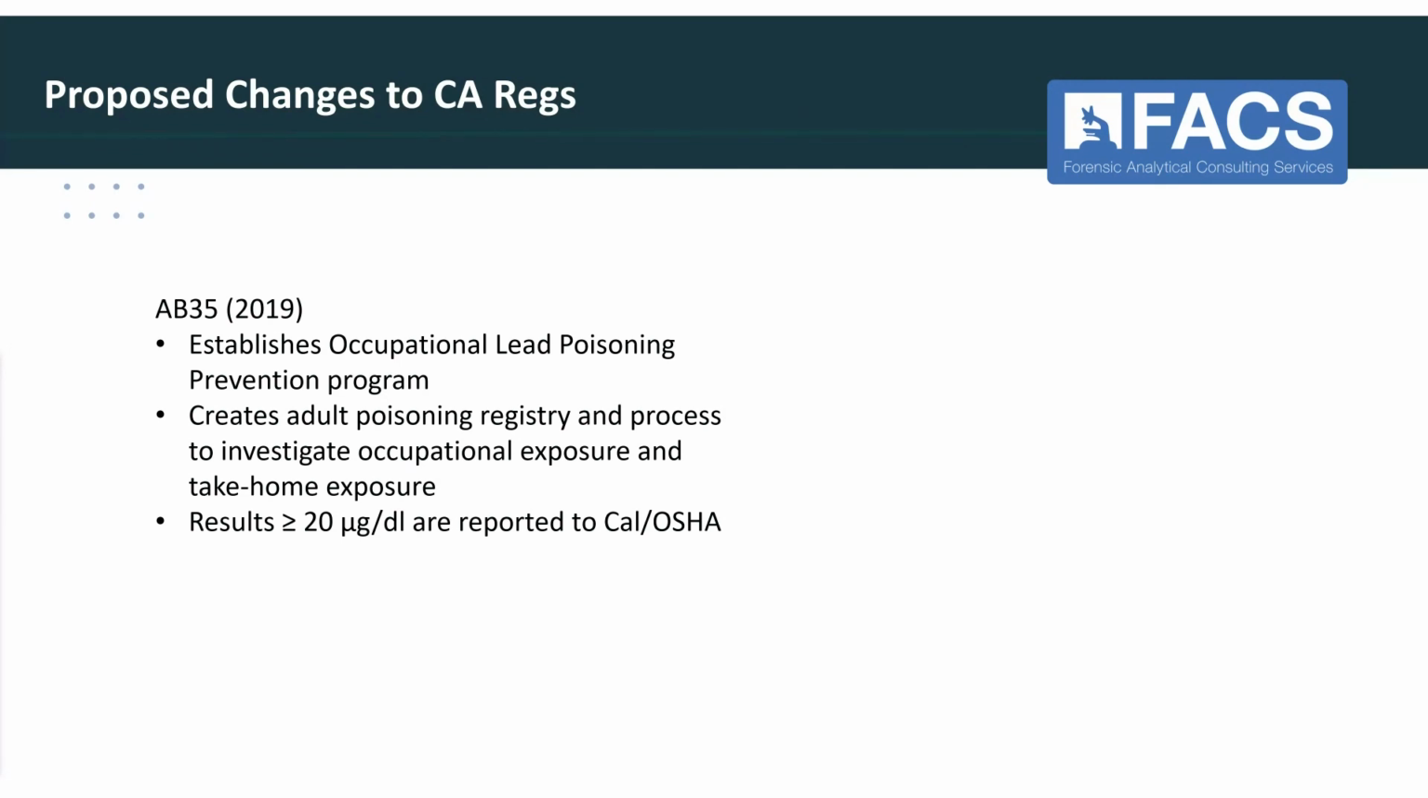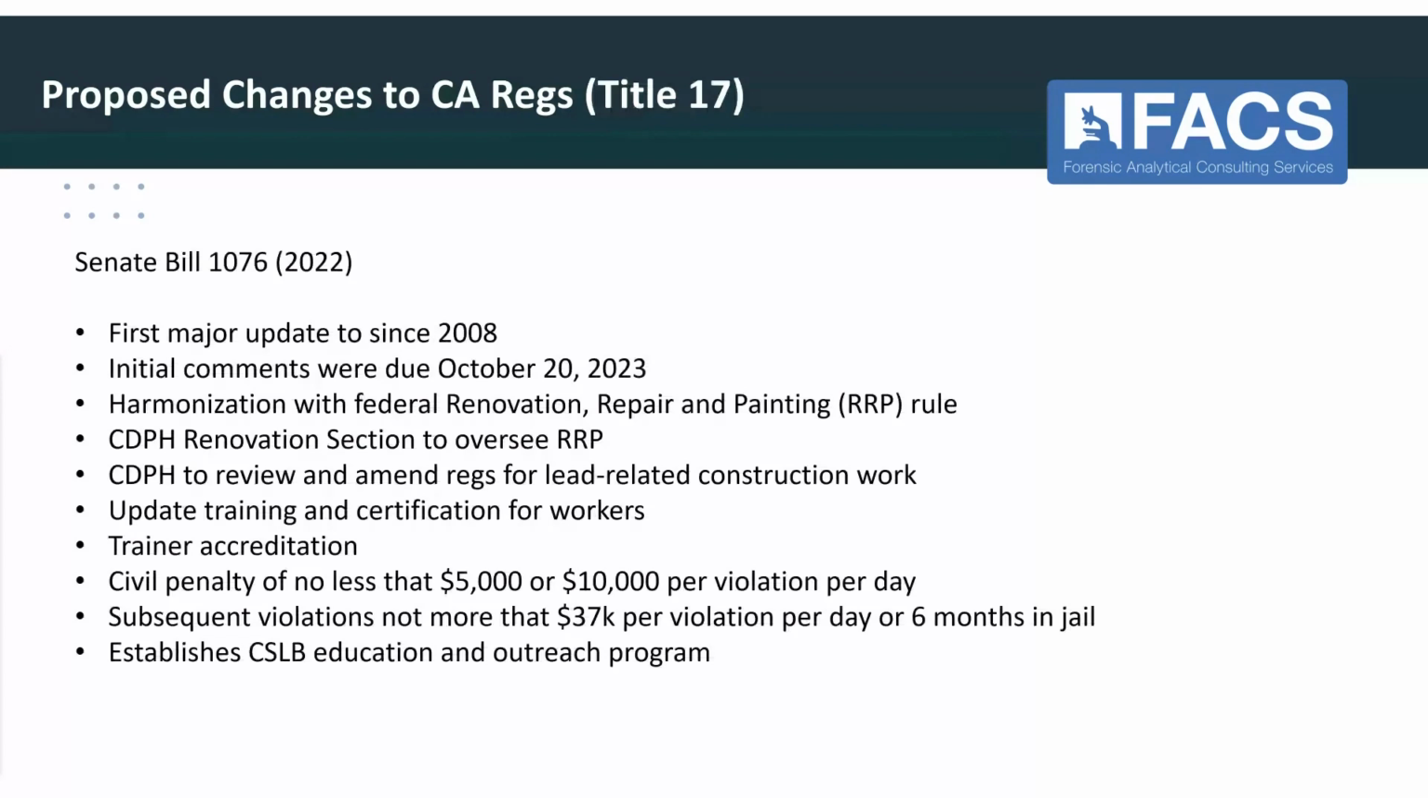Number one, it would take that federal renovation, repair, and painting rule, and bring it into California. So California would be in charge of making sure that rule is followed in California. And to do that, CDPH would establish a renovation section within CDPH to oversee that rule. It would also focus on training and certification requirements, accreditation of trainers, and it would put teeth in the law. They've proposed some penalties that are pretty substantial for violating these laws.